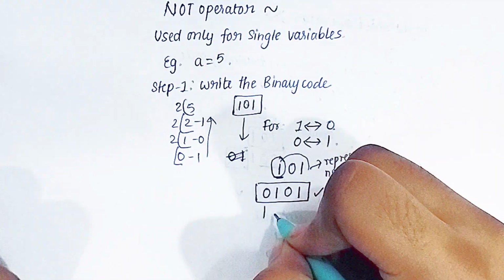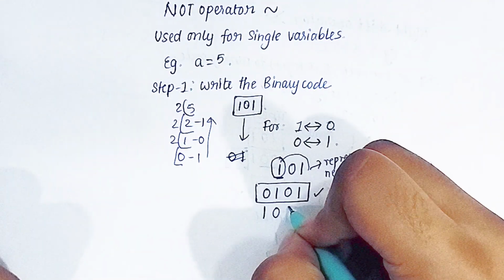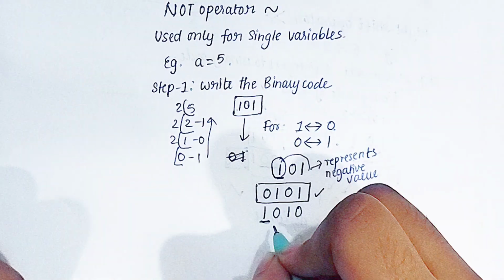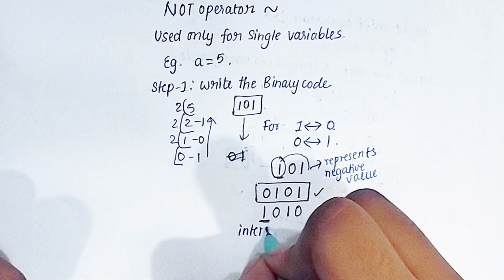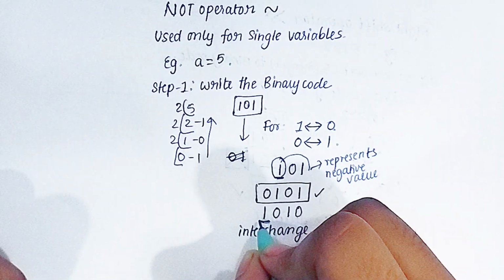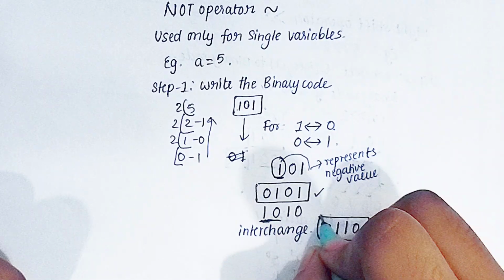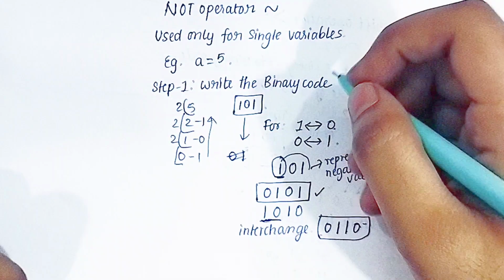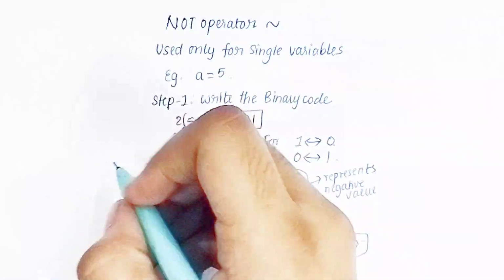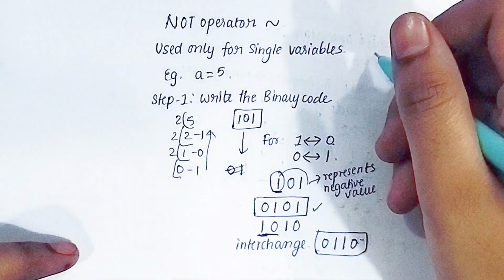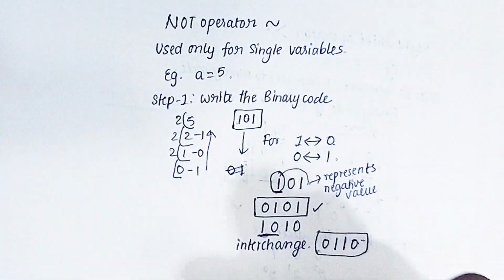So we will be writing 0101, and then by applying the NOT operator, we get 1 in the place of 0, and so on, which gives 1010. So this is the correct way of writing the NOT operator. I hope you're understanding it. Even if you don't understand, please rewatch it.